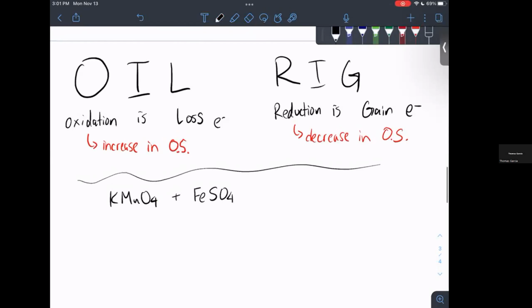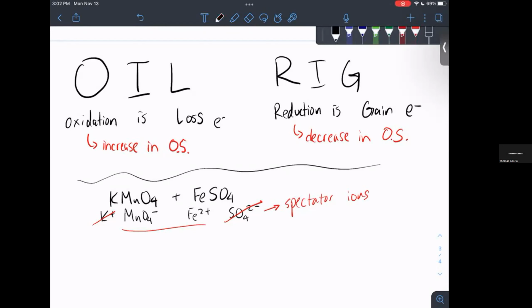However, in solution, because they dissolve into K plus, MnO4 minus, and Fe2 plus and SO4 2 minus, we can just automatically cancel out the sulfate and the potassium ions because they don't participate. These are what we call spectator ions. They don't participate in reduction or oxidation, so we just remove them. So we know that we're going to be reducing and oxidizing these compounds.